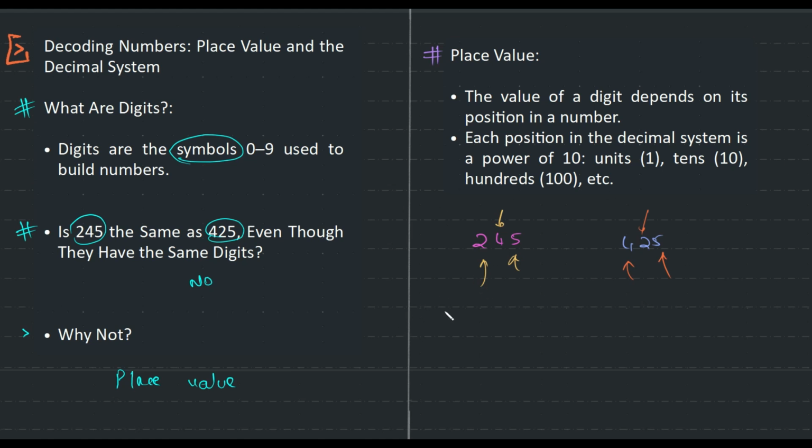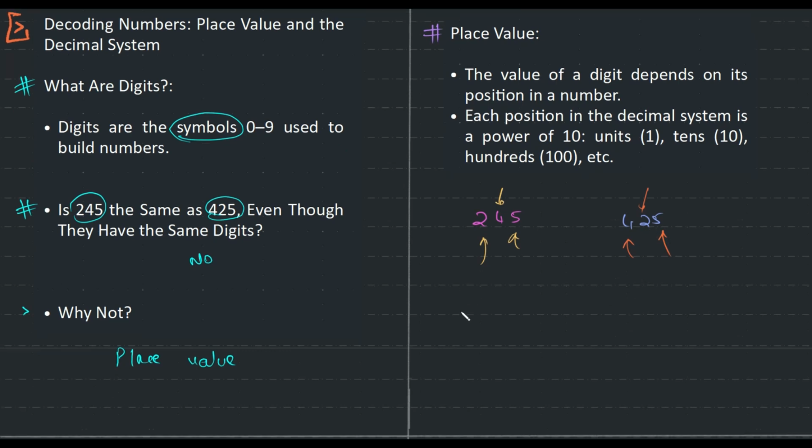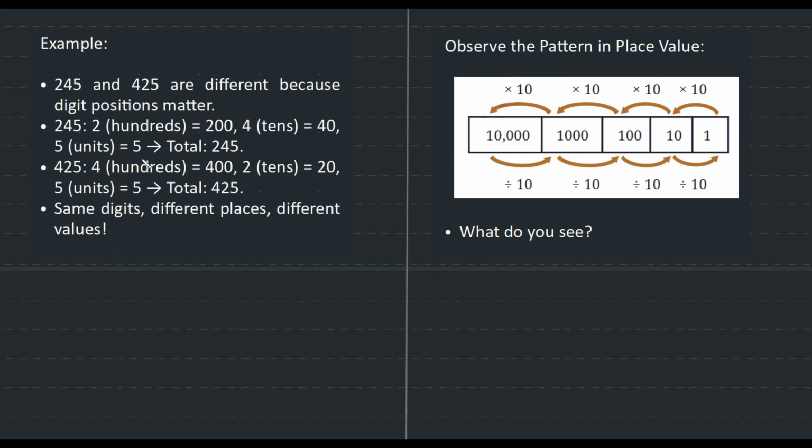This being the condition, are the numbers the same? No, because of place value. The place value of 2 is 100 here. The place value of 2 is 10 over here. Right? So basically I can rewrite 245 as 200 plus 40 plus 5, while 425 is 400 plus 20 plus 5. Same digit but different places gives us different value.